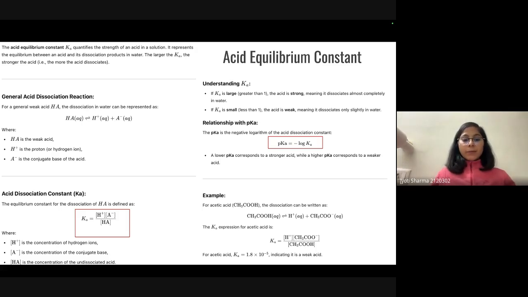So just keep in mind, you have the equilibrium constant, and if you have an acid, then that equilibrium constant will be the constant for the acid compound. Whenever you have a larger value of this Ka, it means the acid is stronger, because it dissociates almost completely in water. And if your K is small, then this means the acid is weak.